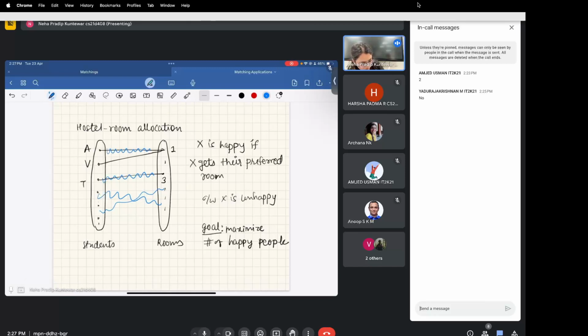So this is the same as finding a maximum matching in the graph G, that is this. So is this okay? Clearly this is a matching, because one person here can only get one room and the other way around, and we are looking for a maximum matching in the sense that we are trying to pick as many black edges from here as possible. So that is the same as finding the maximum matching. So is this okay?